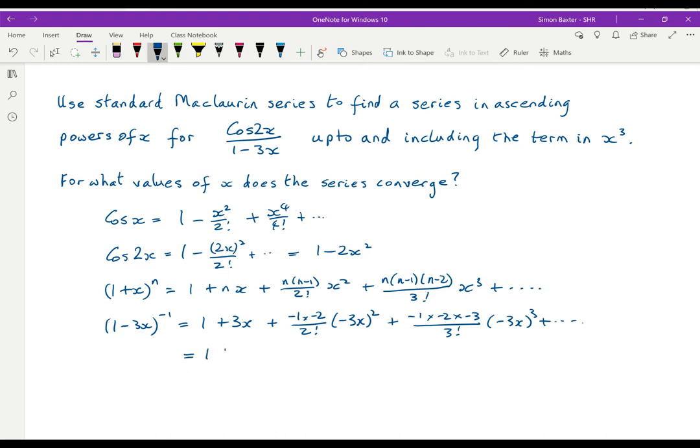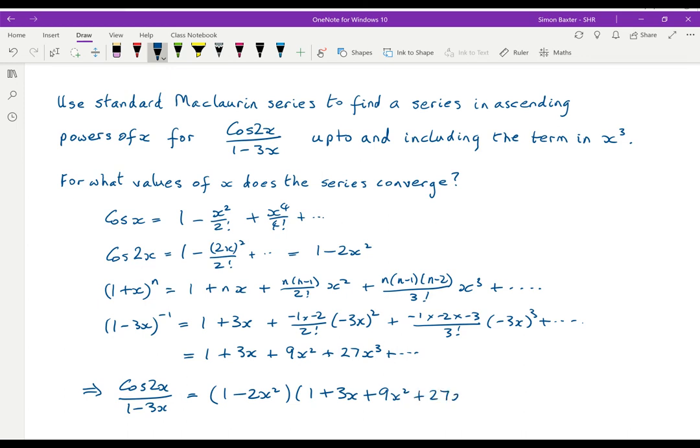Nice easy one to simplify. 1 plus 3x, 4 minus signs, so that's plus. 1 and 2 on the top cancel with 2 factorial. 3 squared is 9. 6 minus signs, plus. 1, 2, 3 on the top, 3, 2, 1 on the bottom, cancel. 3 cubed is 27x cubed. So we can stop there. Now we're in a position to look at cos 2x divided by 1 minus 3x. Cos 2x was 1 minus 2x squared. 1 over 1 minus 3x is 1 plus 3x plus 9x squared plus 27x cubed, stopping at the x cubed term.